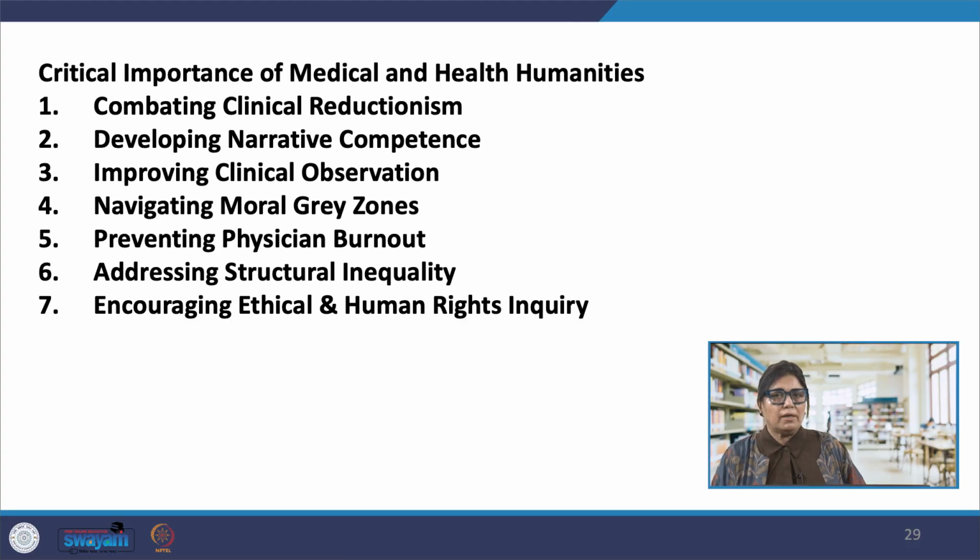They help in preventing physician burnout. Healthcare is emotionally exhausting. Engaging with the humanities through reflective writing, art, or history helps practitioners process trauma, deal with the grief and death they witness daily, and find meaning through staying connected to the calling of medicine rather than feeling like a data entry clerk.